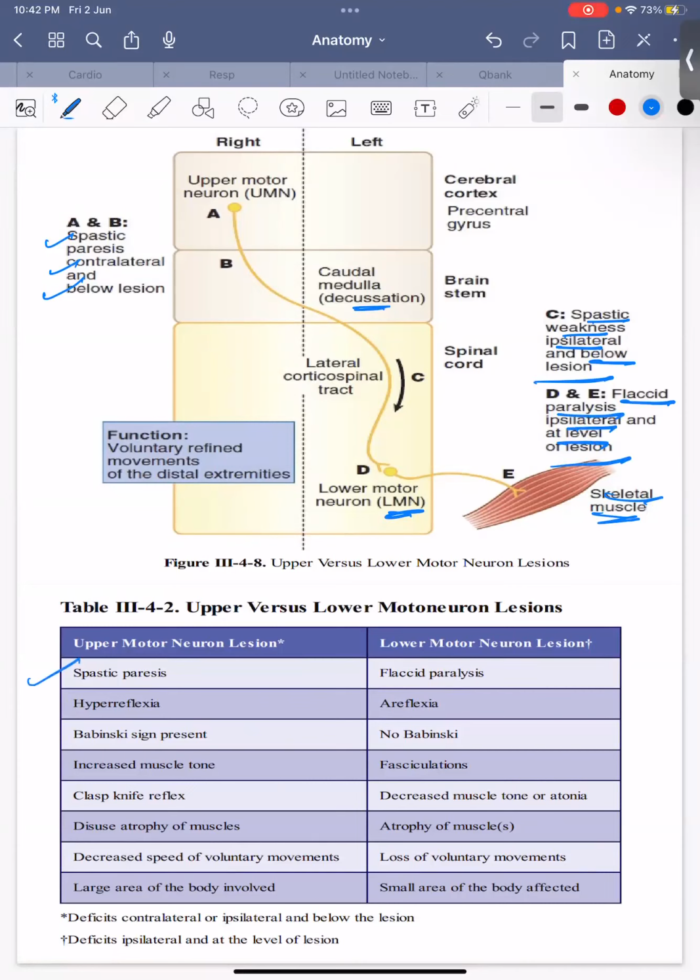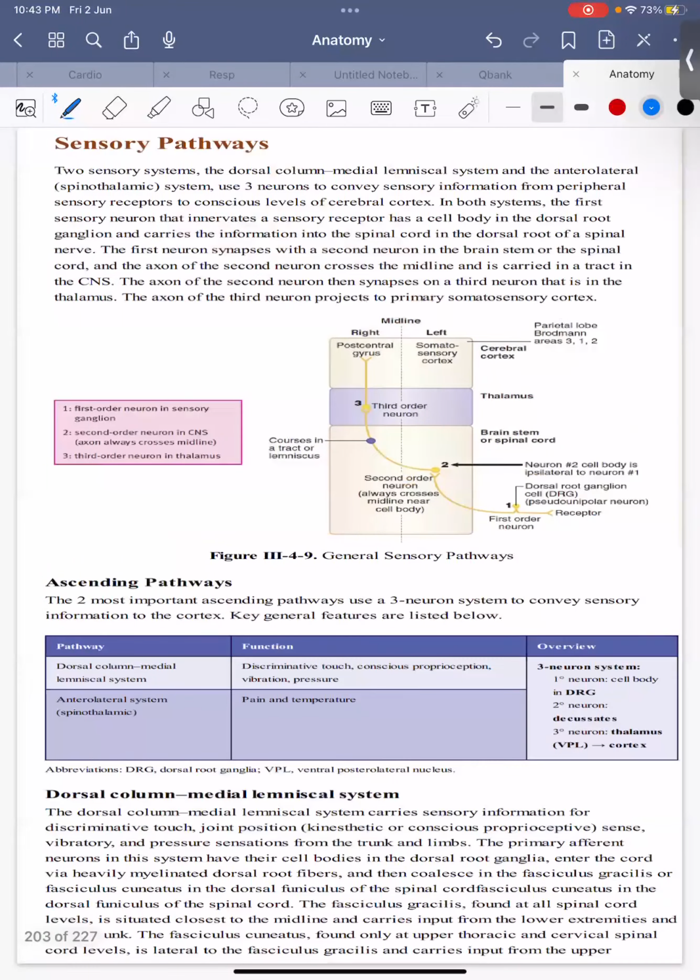You have the spastic paralysis in the upper motor neuron lesion. You have hyperreflexia, you have the Babinski sign, you have increased muscle tone, clasp-knife rigidity, disuse atrophy, decreased speed of voluntary muscle, and a large area of the body involved. The lower motor neuron lesion will have flaccid paralysis, decreased or absent reflexes, no Babinski sign, fasciculations will be there, decreased muscle tone or atonia, atrophy of the muscles, and loss of voluntary movements. A small area of the body is affected with lower motor neuron lesions.